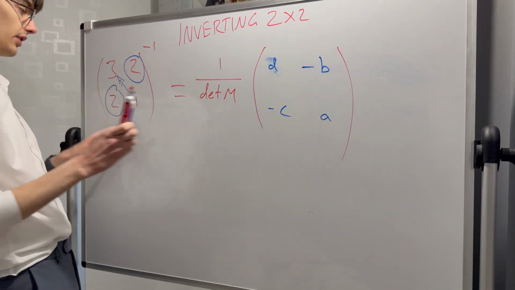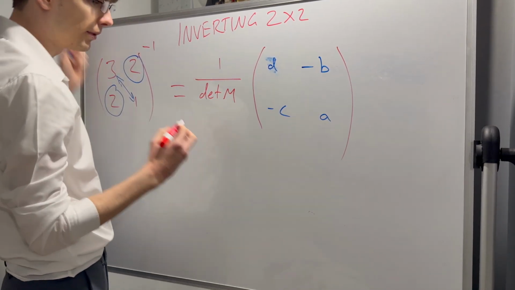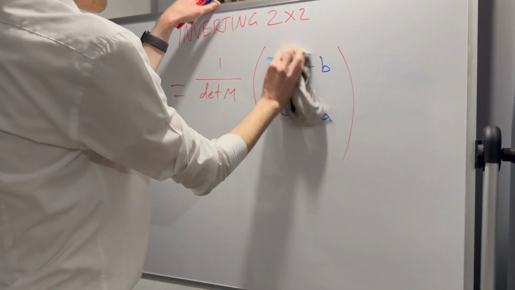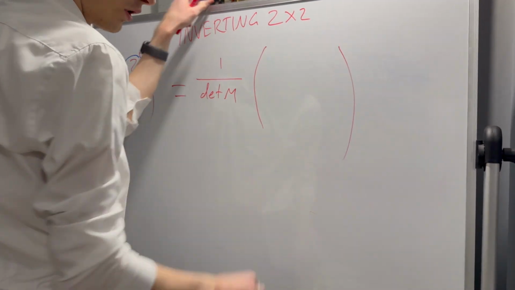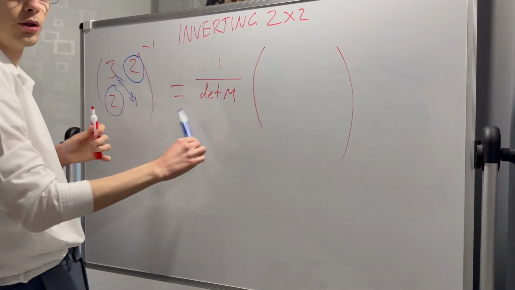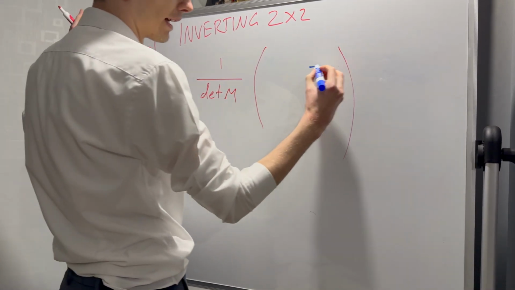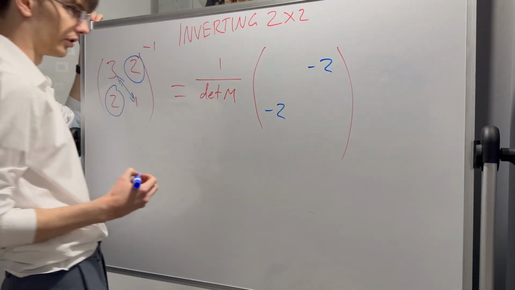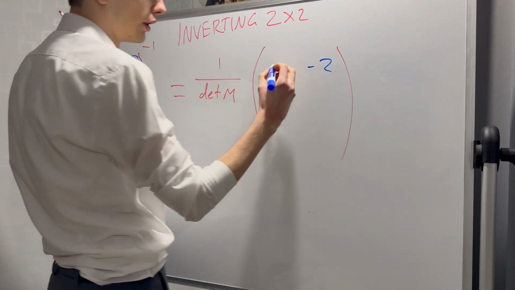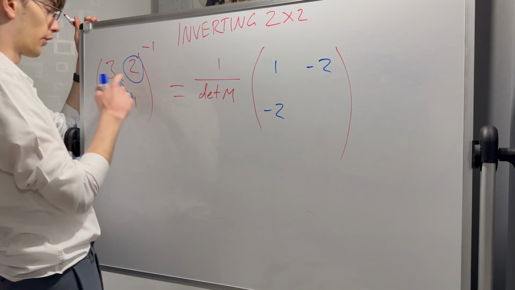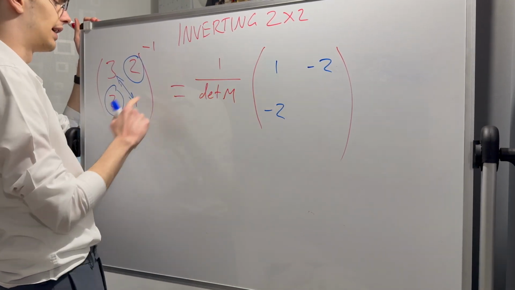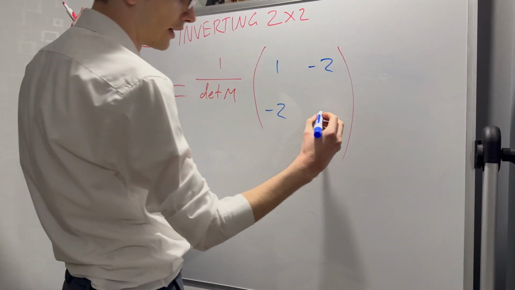So let's apply this to this matrix. I'm going to end up with, and I'm just going to reuse this area here, 1 divided by the determinant, we'll worry about that in a minute, times, well, my 2 and my 2 become negative, so I have a -2 there and a -2 there, and my 1 and my 3 swap. So instead of having a 3 in the top left, I'll have a 1. Instead of having a 1 in the bottom right, I will have a 3.